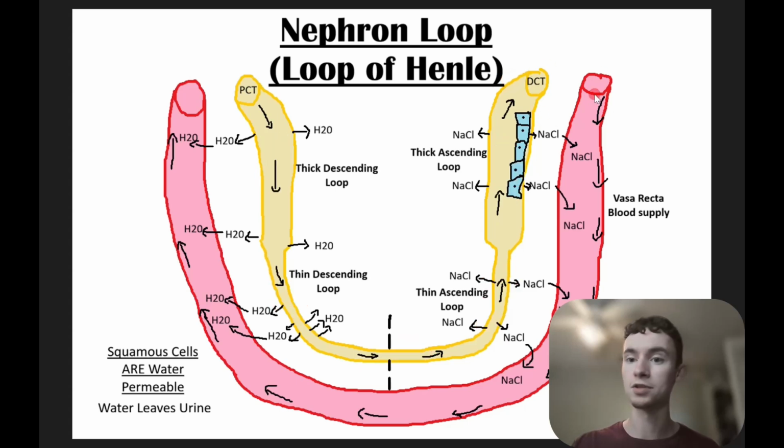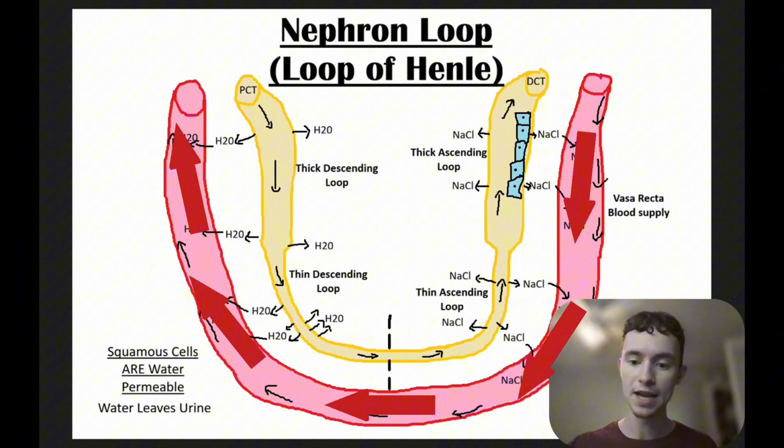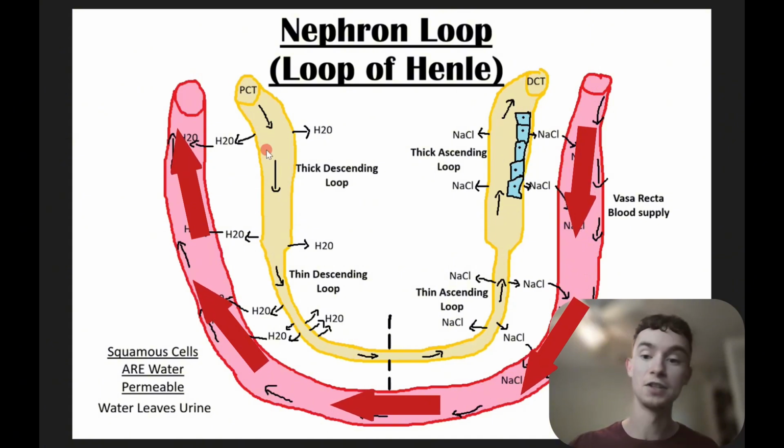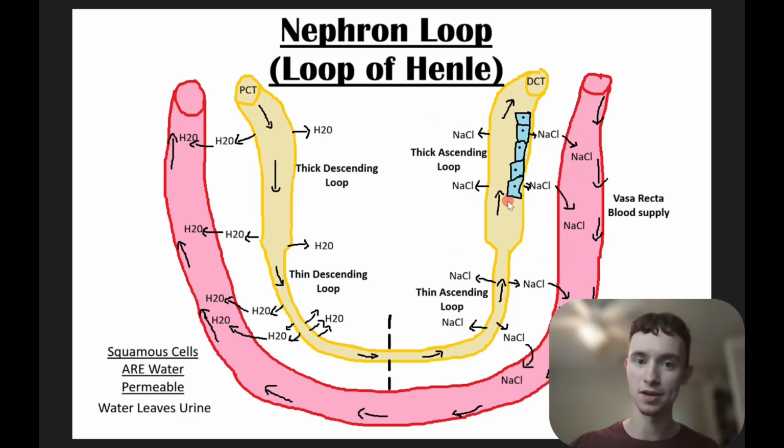But real close to it, we have a blood supply, also known as the vasa recta, which surrounds the nephron and flows in the opposite direction, carrying the blood in this diagram from right to left. And so this countercurrent is extremely important in the process of how salt and water is reabsorbed back into the bloodstream for further use later.